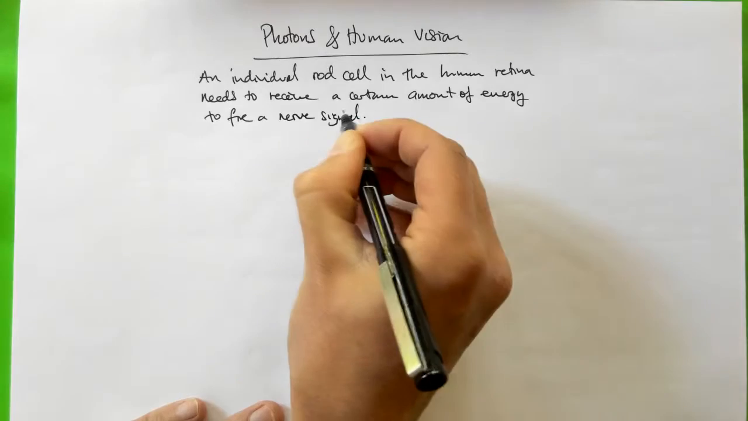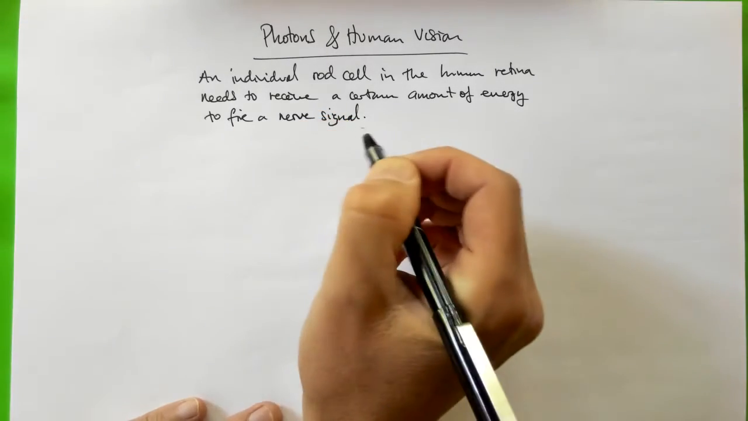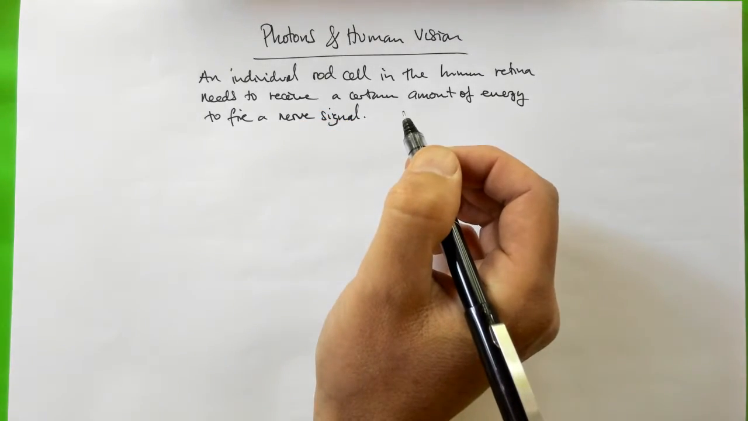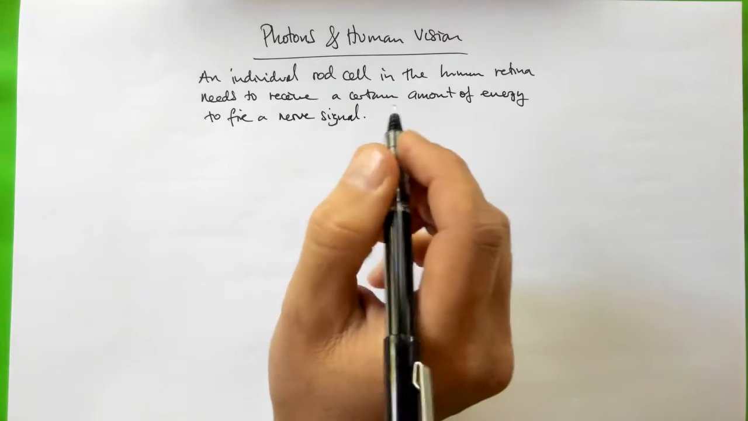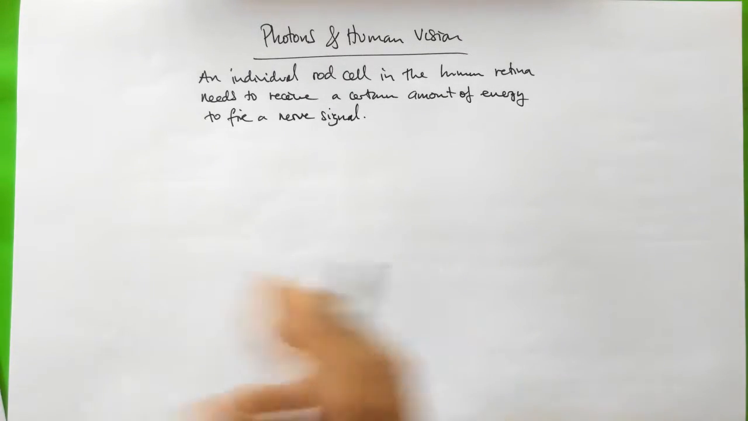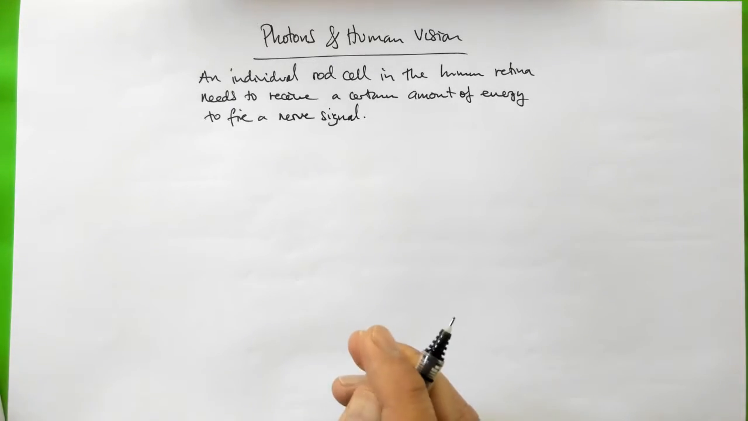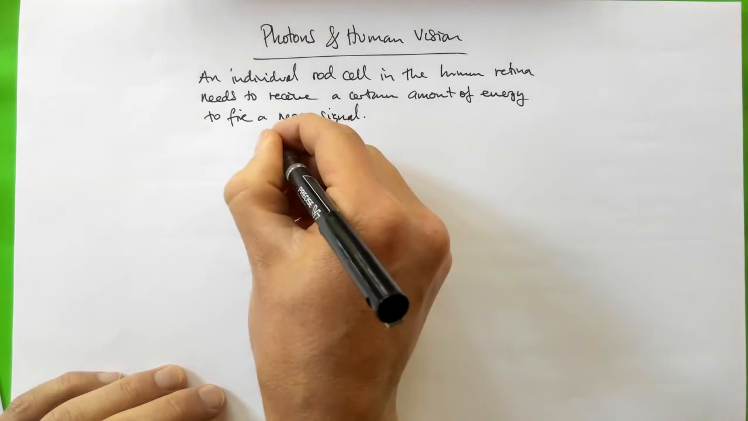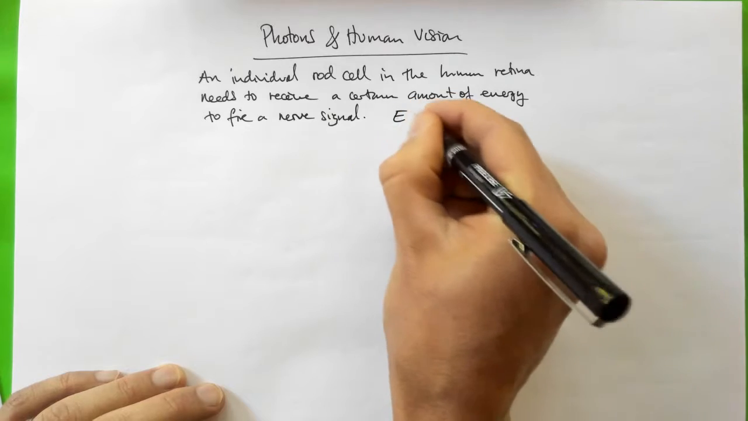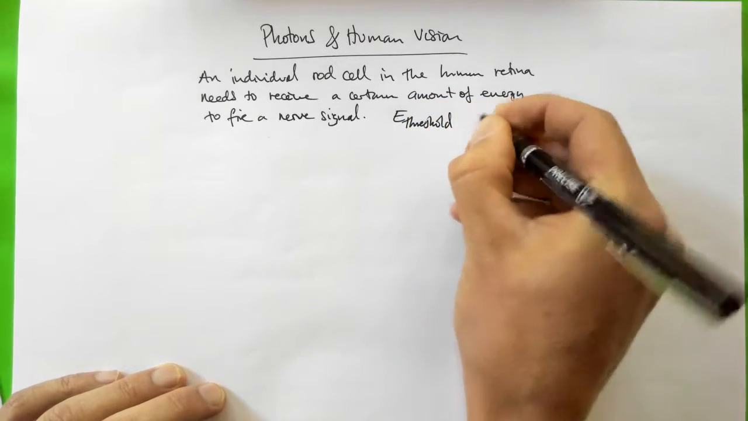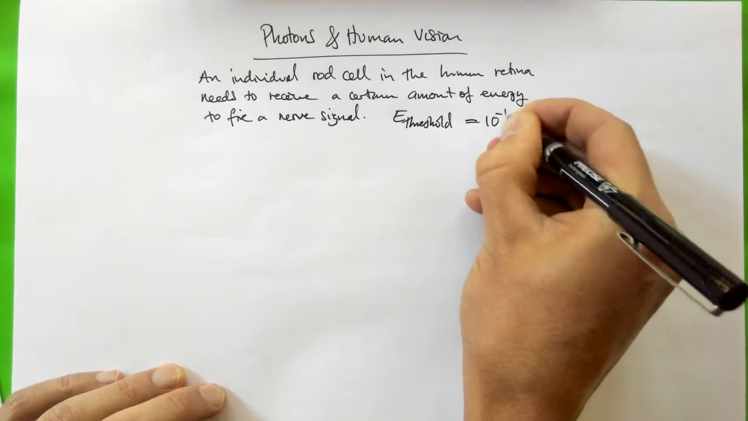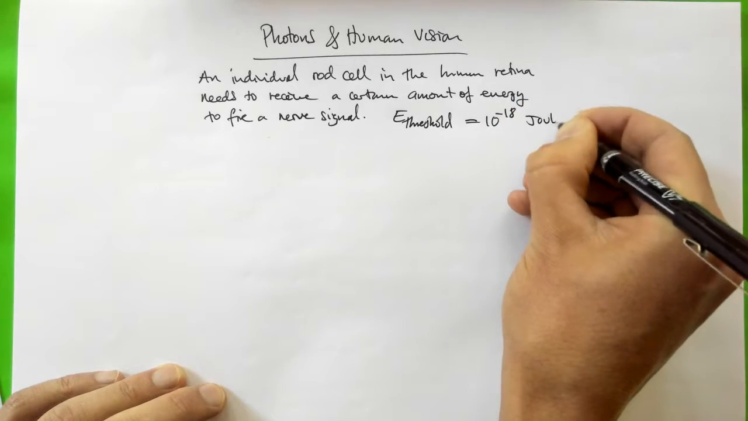So if it receives enough energy, it will fire a nerve signal to the brain, and your brain will decide that that particular rod cell or cone cell saw some light, and it will possibly enable you to see it. If it didn't receive that much energy, the brain just screens it out and it doesn't see anything at all. So this minimum energy, or threshold energy, is about 10 to the minus 18 joules.